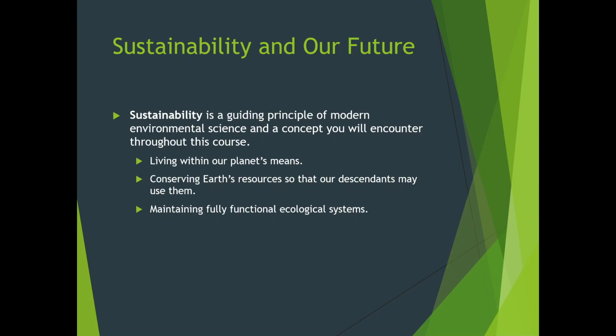So we need to come up with those numbers of how many trees we're allowed to cut down, so we can make sure we have enough trees to meet our needs in the future. It means conserving our resources so our descendants may use them later on, and maintaining fully functional ecological systems. So meeting the needs of the present without compromising the needs of the future means we're living within the planet's means, conserving resources so they can use them later, and maintaining fully functional ecological systems so that they can have the natural capital that the earth provides.